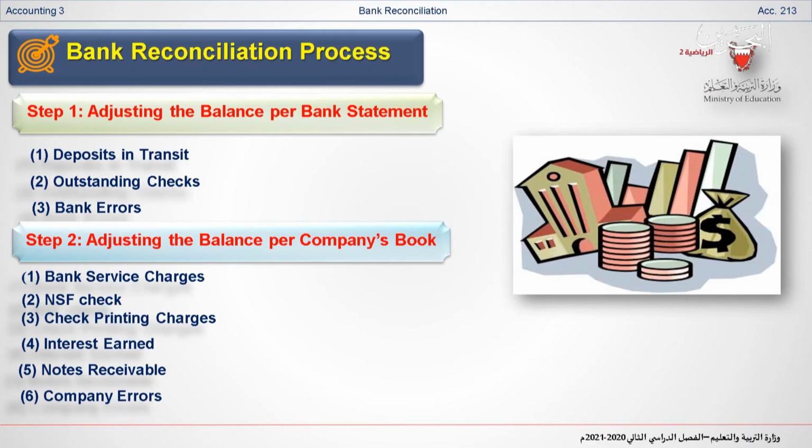Number 6, company errors. These are mistakes made by the company, which could include the company recording an incorrect amount. Since the company makes these errors, the correction of the error will be either an increase or a decrease to the balance in the cash account on the company's books.